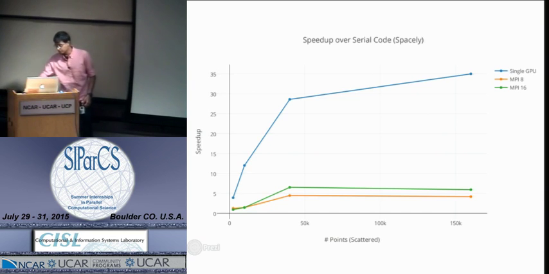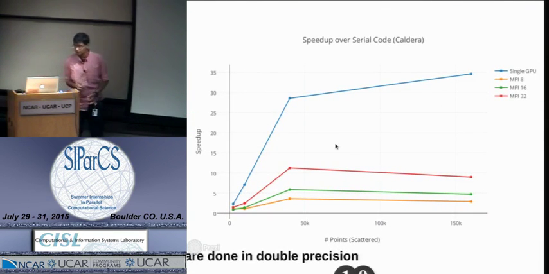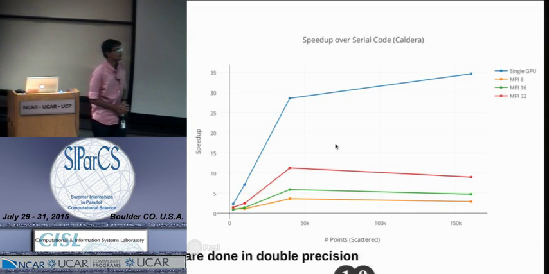And then we have similar results on Caldera too. On Caldera, we have an additional 32-core implementation here. The speedups are better compared to the smaller ones, but still, as compared to a single GPU, the speedups are not that great because of the communication overhead that we had.